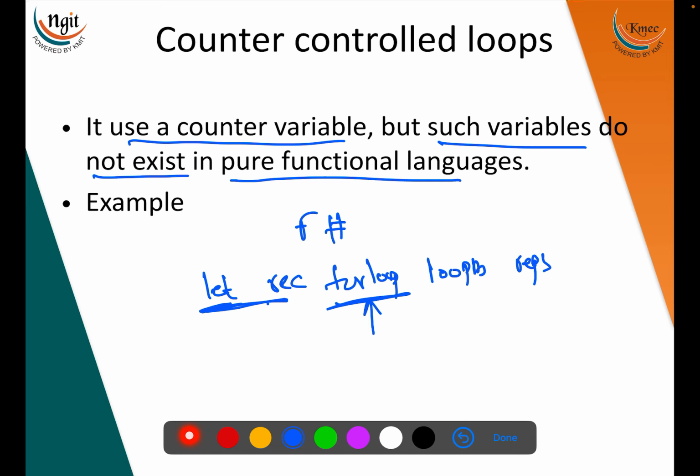We'll use counter controlled loops in imperative languages, which use a counter variable, but such variables do not exist in pure functional languages. Rather than iteration to control repetition, functional languages use recursion. So rather than a statement, functional languages use the recursive function. So this is about counter controlled loops. In logic controlled loops, we'll write the logic, whether the control should be pre-test or post-test. So that's where we will be using while and do while. While is an entry controlled loop, and do while is an exit controlled loop.